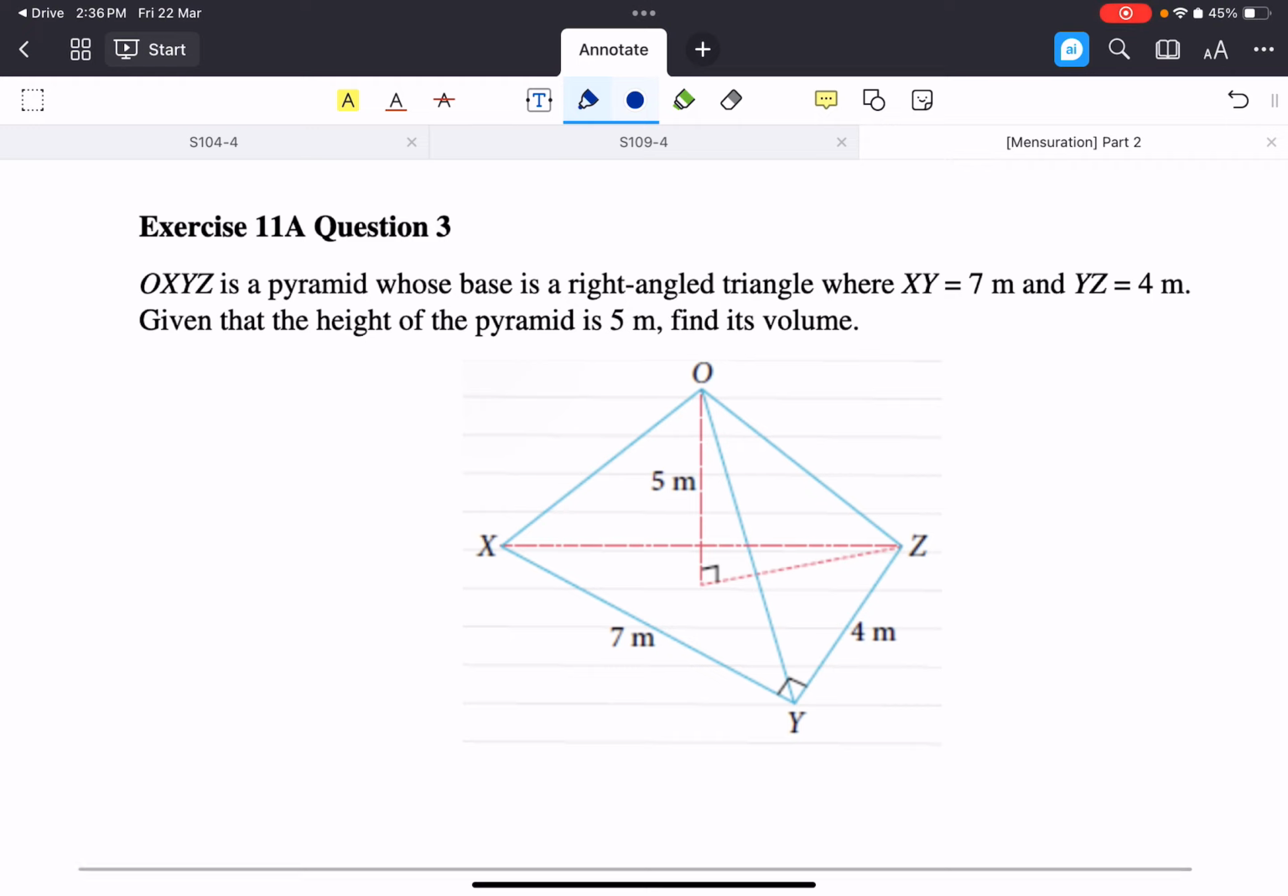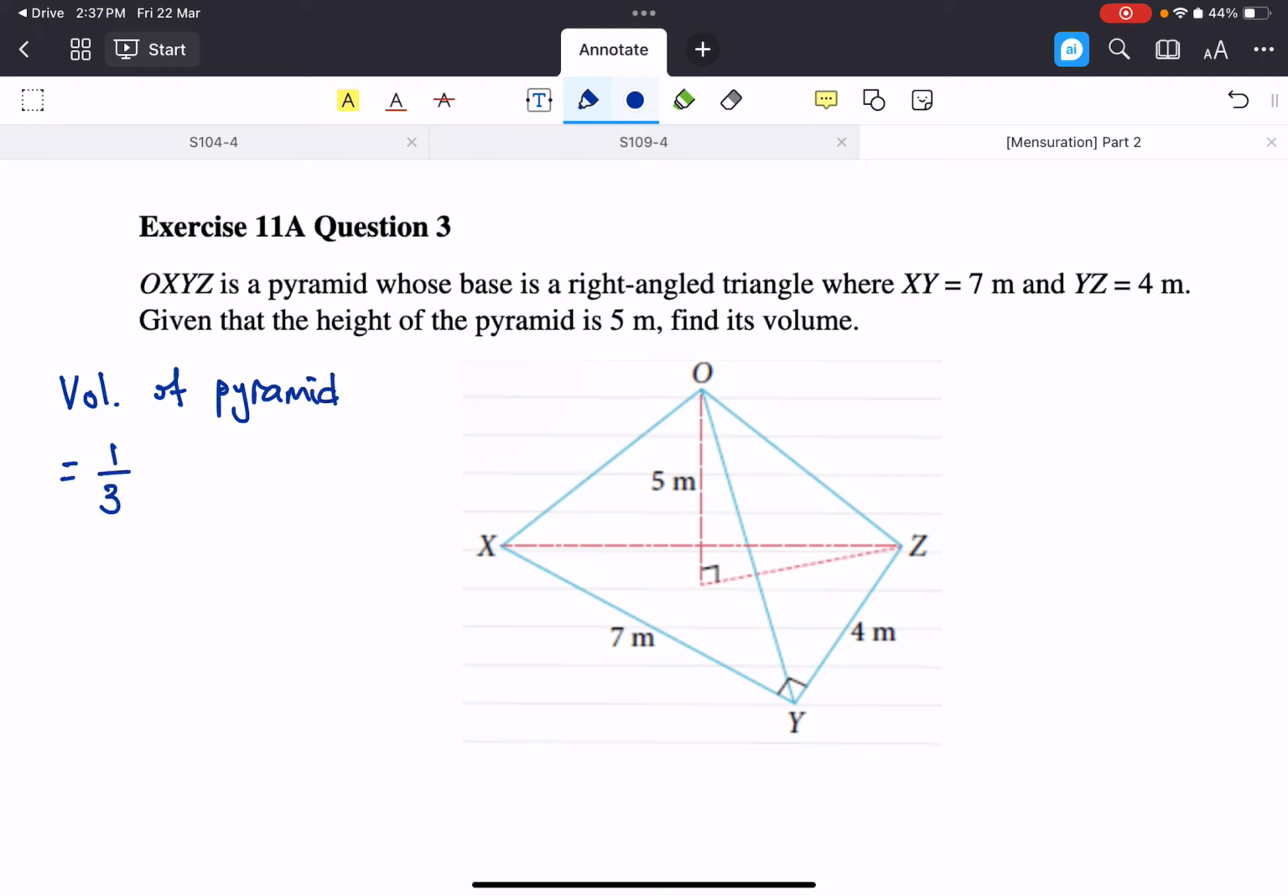So the first question is very straightforward. We are given a pyramid, the base, right angle to the peak, to the apex, we already know. And then the base of this pyramid happens to be a nice right angle triangle, which we should be quite comfortable dealing with, right? So the first thing they ask us to do is to find the volume, and we can do that. So the volume of pyramid is 1/3 base area times height.